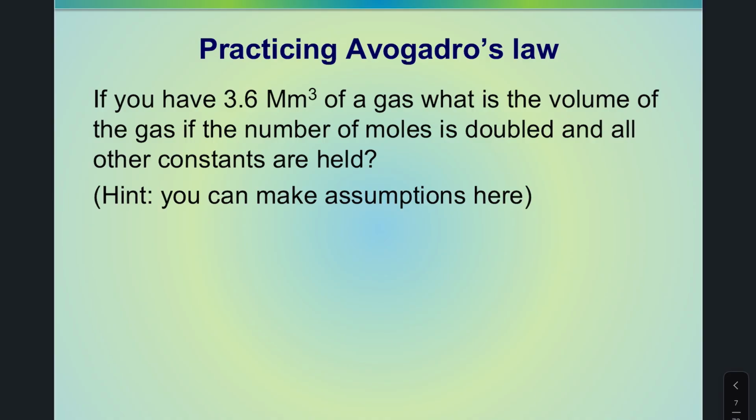And so let's go ahead and try to put this into practice. So this is the practice for that, and we're going to use that V1 over n1 equals V2 over n2 equation right here. Go ahead and try this out and take this hint into account. You can make assumptions here. I'll explain after, but what I mean is that you can make assumptions for the values that you have.